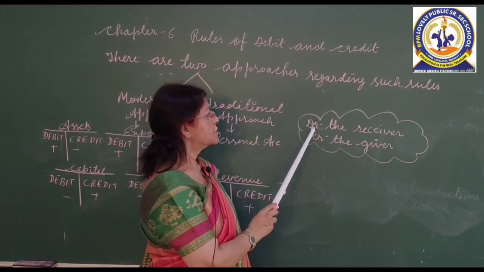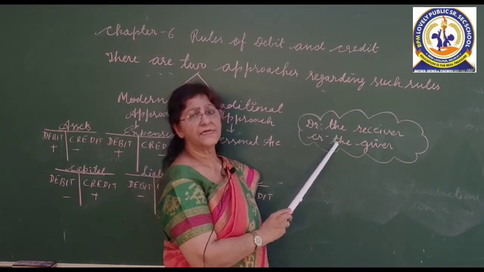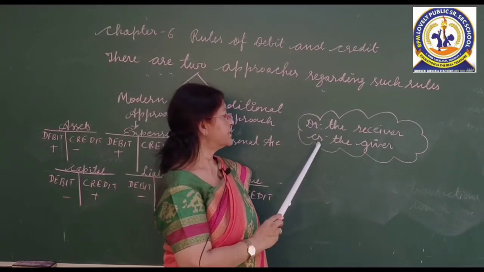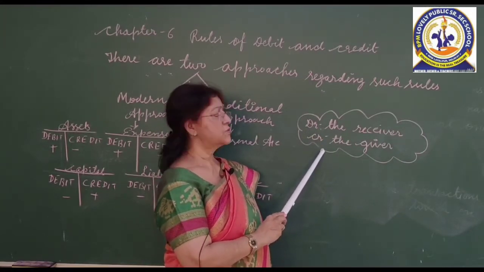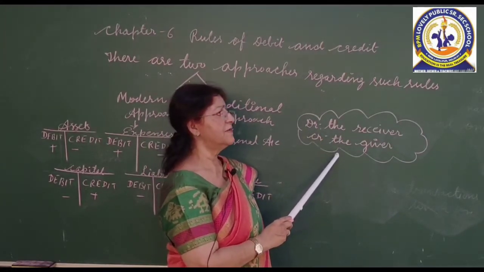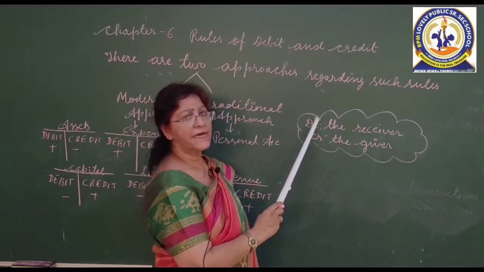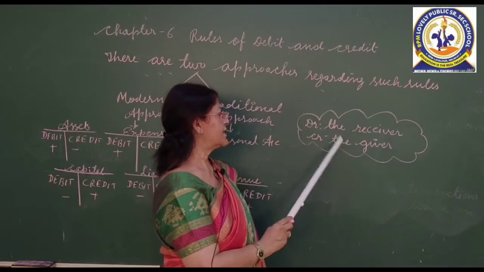Like we have sold goods to Mr. Hari. Hari is the receiver here. Hari will be debited. If we are purchasing goods from Mr. Sohan, Sohan is the giver. Sohan will be credited. Okay. Now personal account says debit the receiver, credit the giver.